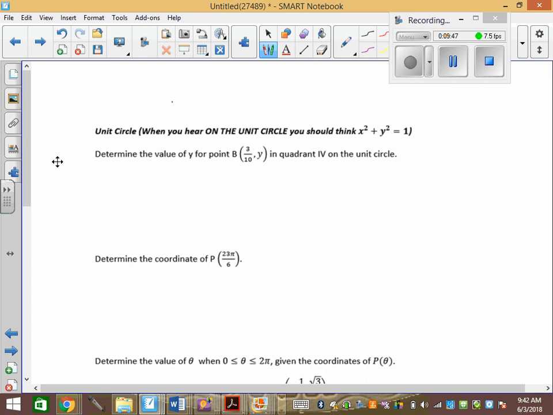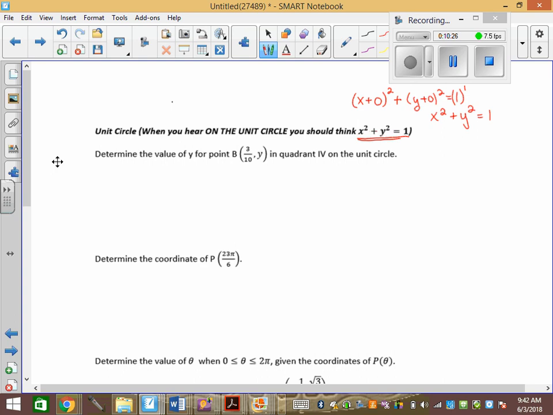Okay, unit circle. When you hear on the unit circle, you should think x squared plus y squared equals 1. Well, why is that? Because the circle's formula is x plus the center of the circle on the x, it's minus, but same thing, plus y plus 0 squared equals the radius squared. And the radius squared is 1 squared on the unit circle, so that's why you get x squared plus y squared equals 1.